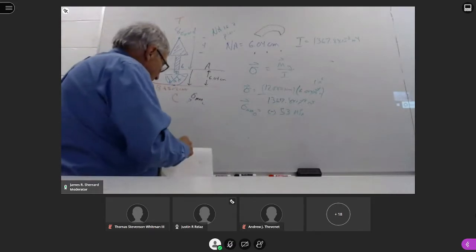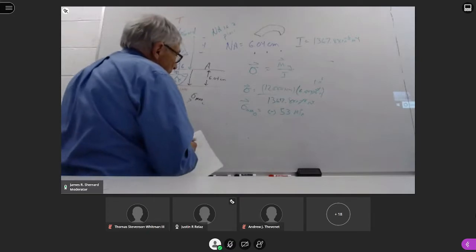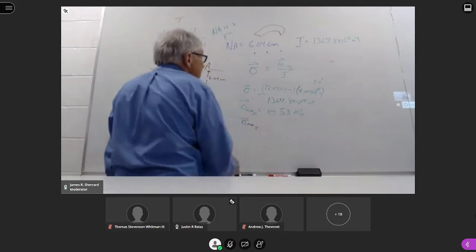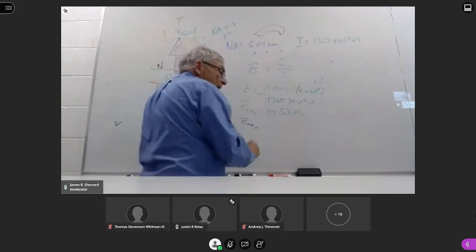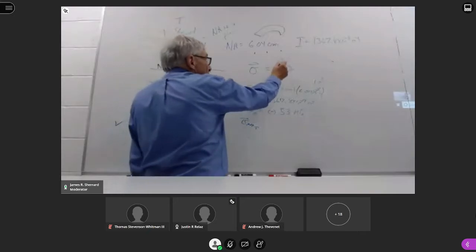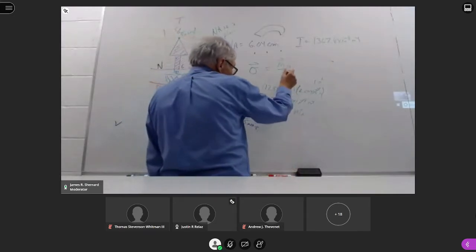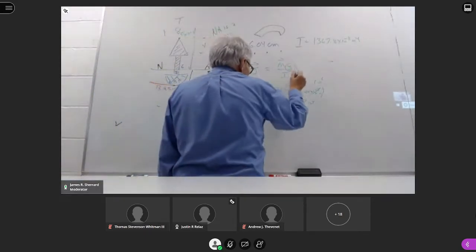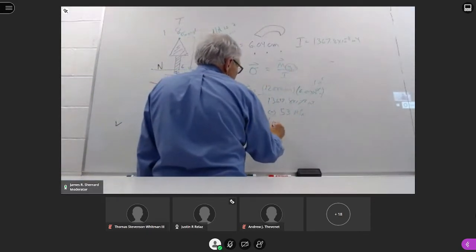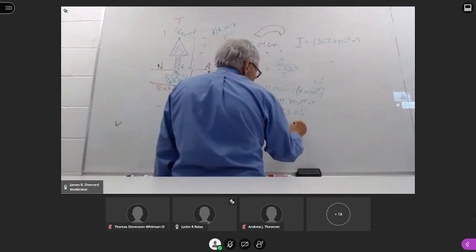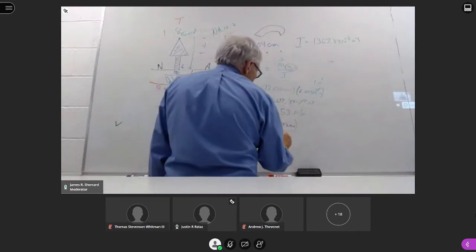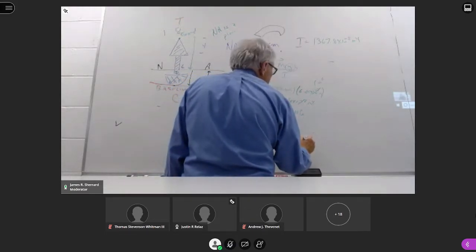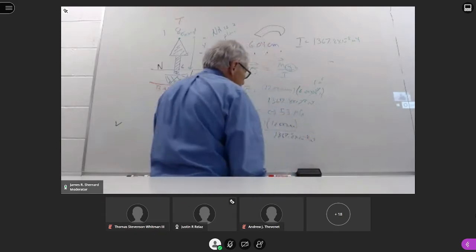Let's say I then go up and I want to calculate sigma max for tension. We're going to use this exact same equation. The applied moment is still the same. The rectangular moment of inertia is the physical property of the cross-section. So the only thing that changes is this value. If we go back, this is going to be 12,000 Newton meters divided by 1367.8 times 10 to the minus 8 meters to the fourth.